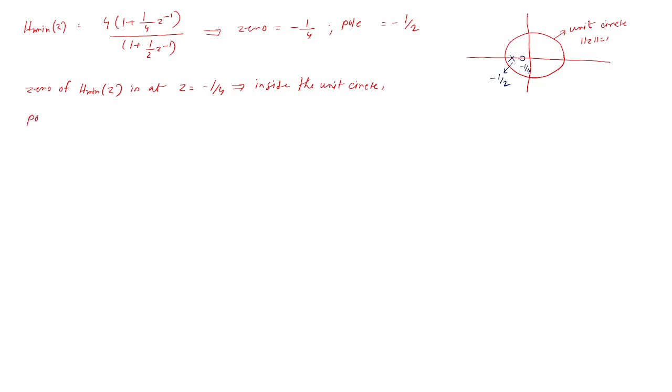So the pole of H min of z is at z equal to minus half. This is inside the unit circle. So this ensures stability. The presence of all the poles inside the unit circle ensures stability.